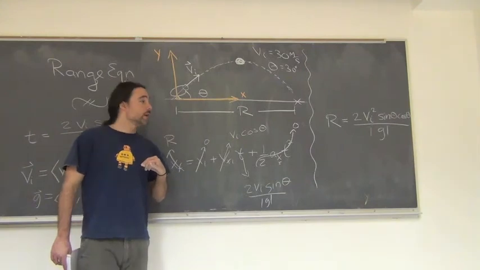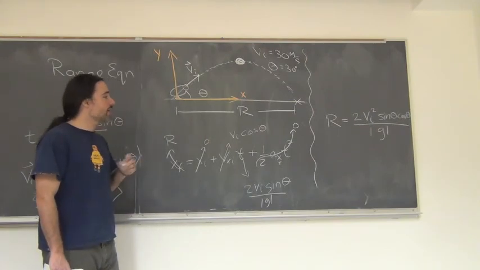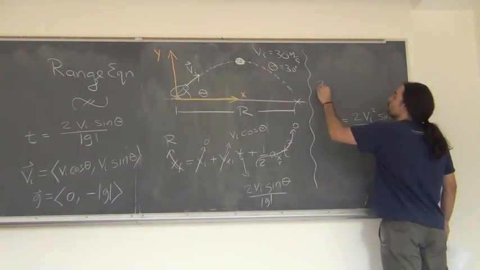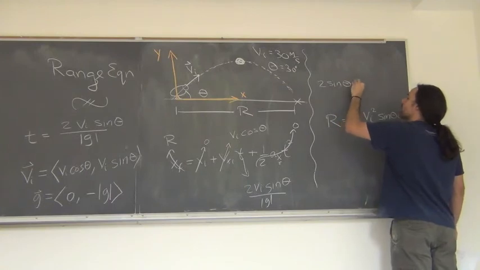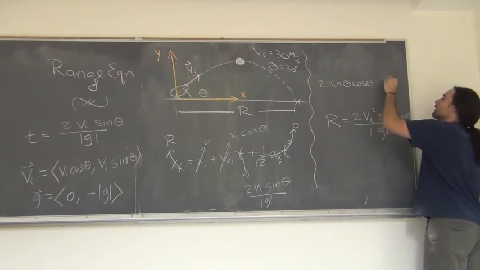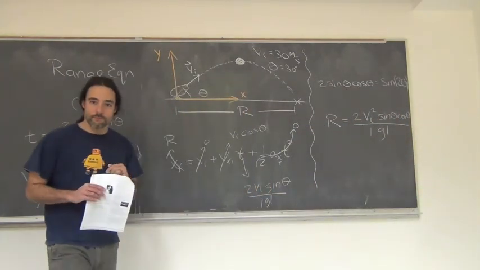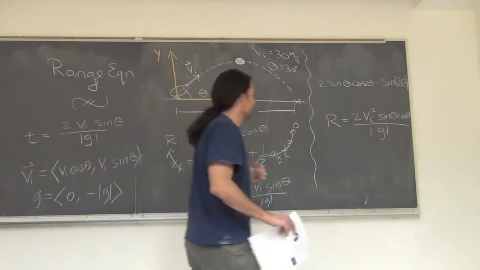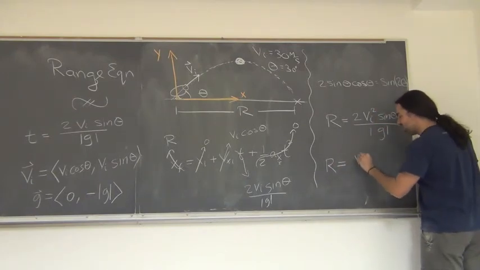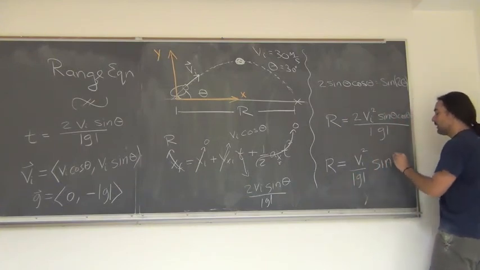Now it turns out, if you remember your trigonometric identities, there is another way of writing this range equation, because there is an identity that says 2 sine theta cosine theta is exactly the same thing as the sine of 2 times theta. So we can rewrite our range equation in this way. This will be the easier way to write it. The range of a projectile is vi squared divided by the magnitude of g times the sine of 2 theta.